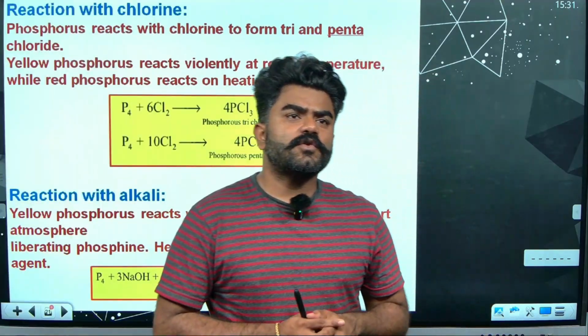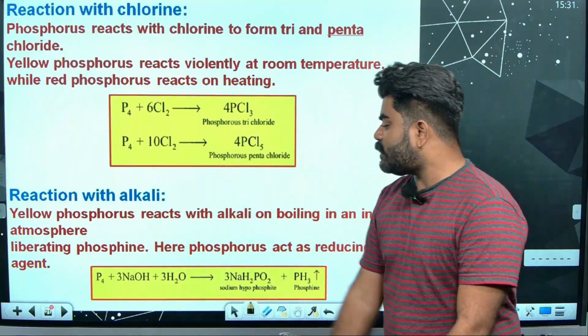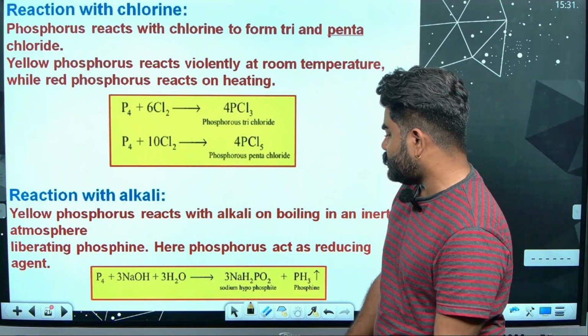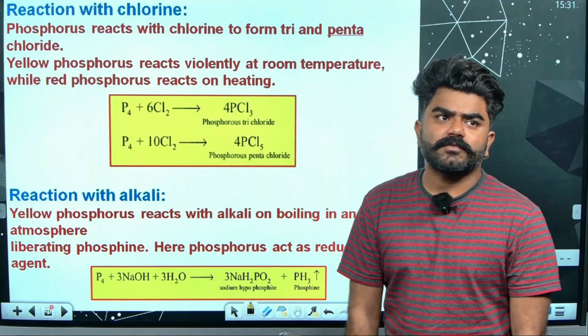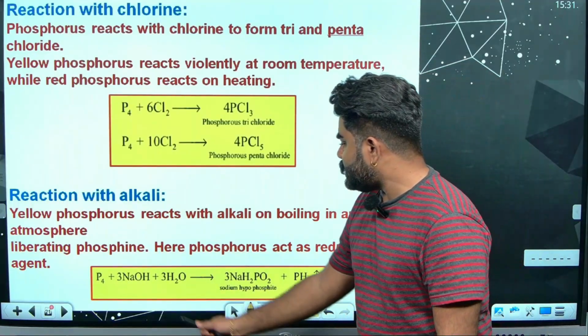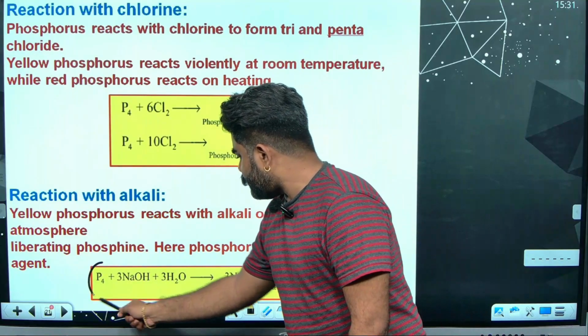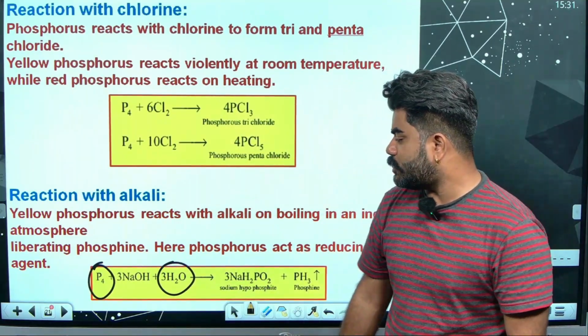இப்போ நம்ம reaction of phosphorus with alkali பார்த்தரலாம். So phosphorus sodium hydroxide ஓட போட்டு react பண்ணும்போது in an inert atmosphere, that is either in nitrogen atmosphere or CO2 atmosphere, we see that this phosphorus is reducing this water molecule.